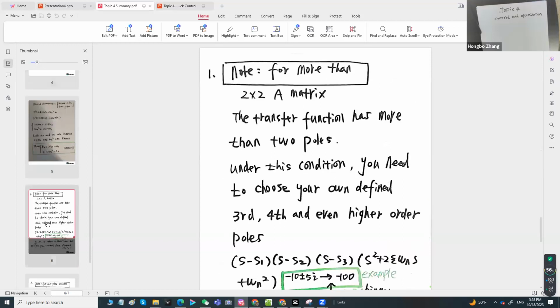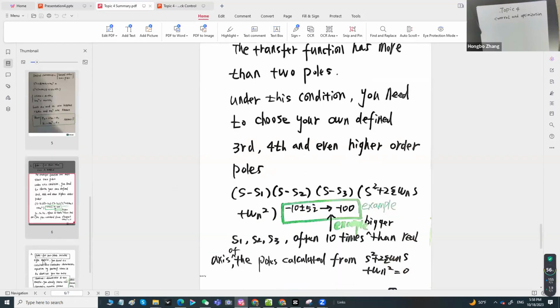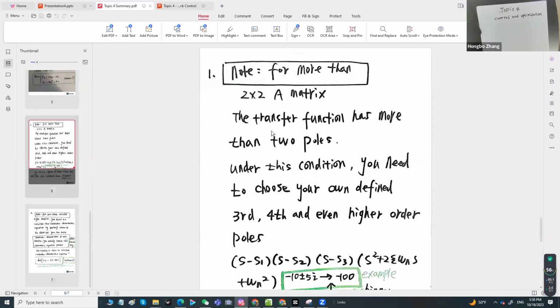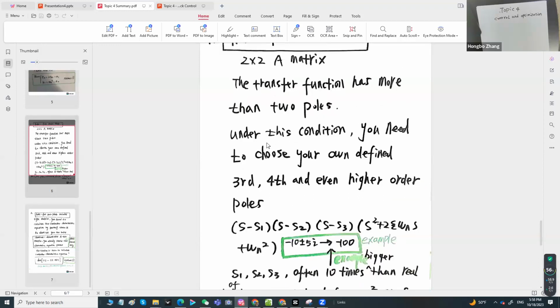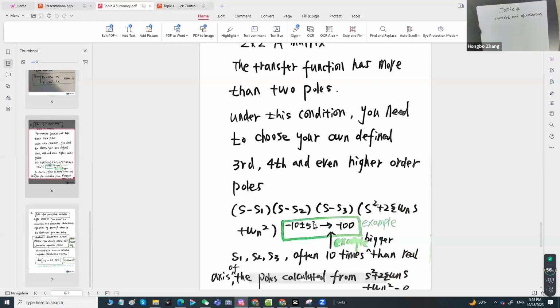Alrighty, so I put these notes here. Note 1 and note 2, okay? Note 1 is for a 2x2 matrix, where you can easily get this. But for higher order like 3x3, 4x4, 5x5, what can you do? You have to create S1, S2, S3 literally by yourself.